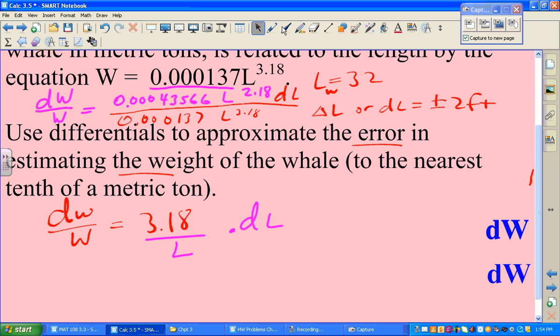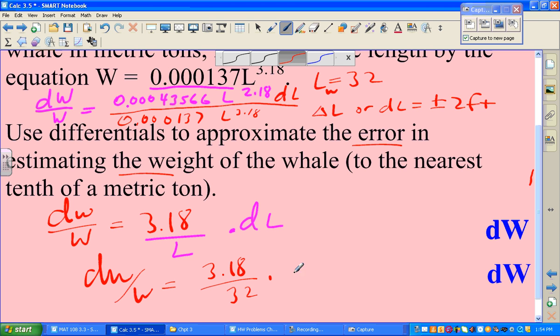I think we're ready for some numbers now. So the L was 32, and the dL is plus or minus 2, divided by 32 times plus or minus 2. Plus or minus 2, you said? Yeah. And what do you get for the calculation? 0.19875. I think that's, yeah, nearest tenth, so it'll be plus or minus 0.2 metric tons.